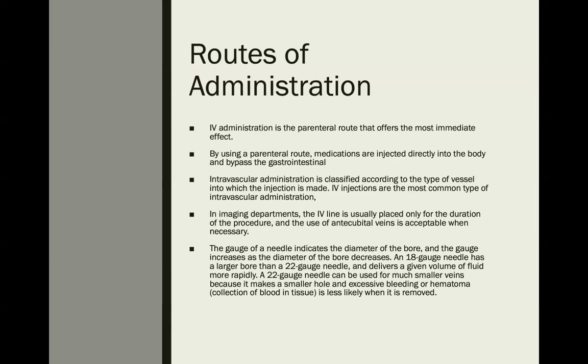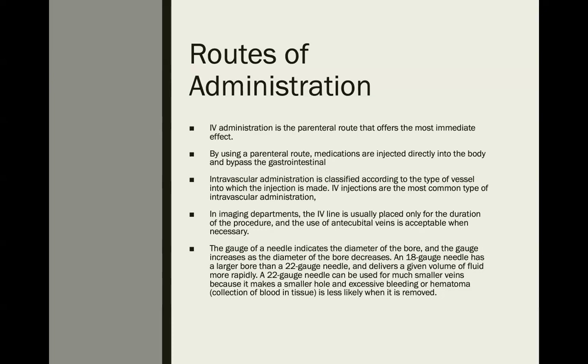So when we hear 18 gauge or 20 gauge or 22 gauge, what that means is the gauge number indicates the diameter of the bore, and the gauge increases as the diameter of the bore decreases. So an 18 gauge needle has a larger bore than a 22 gauge needle. You would think it would be opposite, but your 18 gauge needle is going to be your bigger bore needle. So it's going to have the larger opening out of the 3 needles. And the 18 gauge needle is going to deliver a given volume of fluid more rapidly.